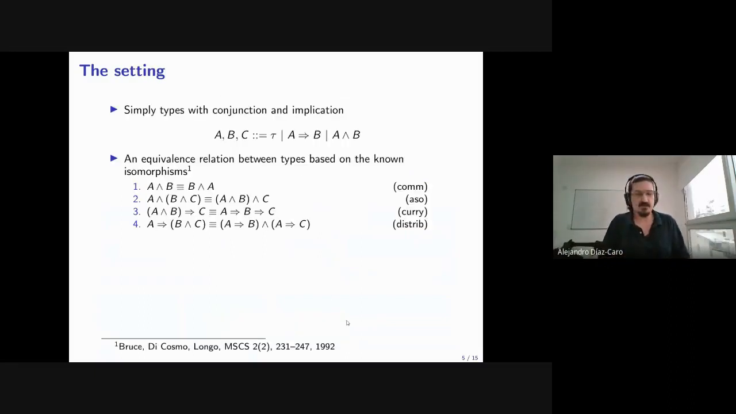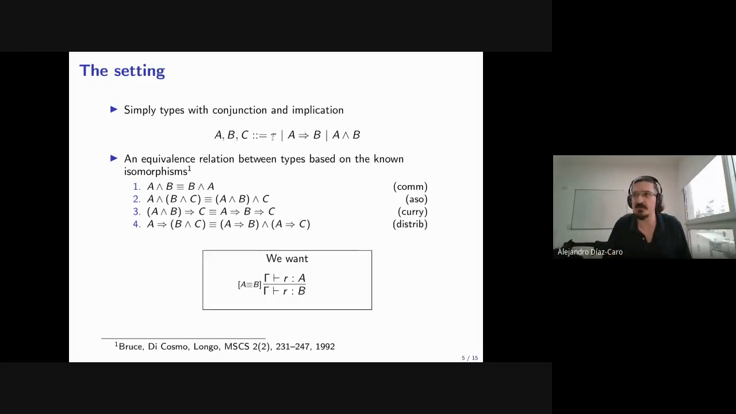So the setting that we choose is simply typed lambda calculus, with the construction implication. So this is just a propositional intuitionistic logic where we only have implication and conjunction. And we will take this for isomorphisms that we already know. Here we only put one atomic type, one atomic formula, just to simplify things. But this is all that we can do.